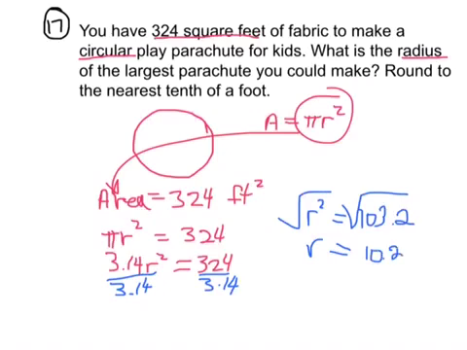When we square root both sides, we automatically get this plus or minus, but since it's the radius of a circle, it cannot be negative. So the largest radius of the circle is 10.2 feet. So our answer is 10.2 feet is the largest radius of the circle.